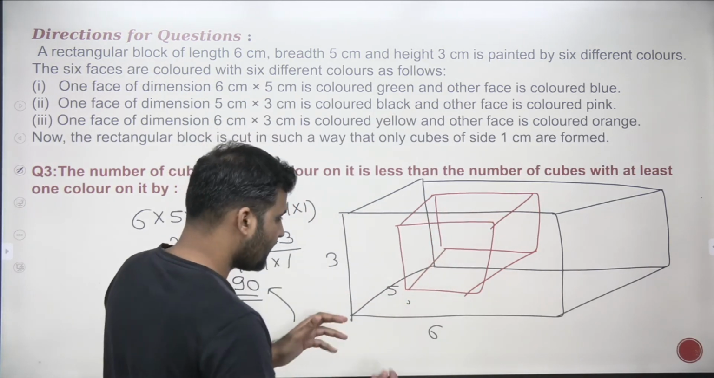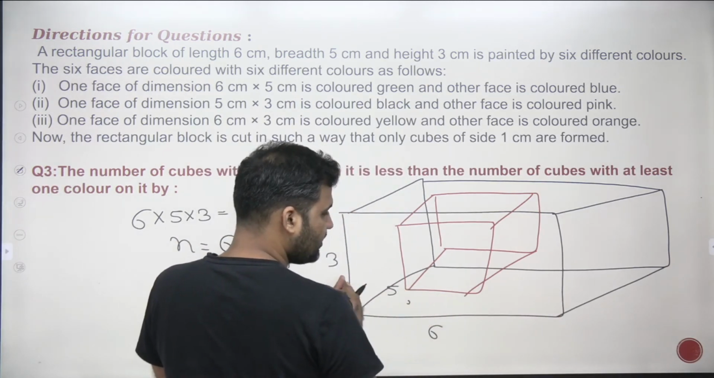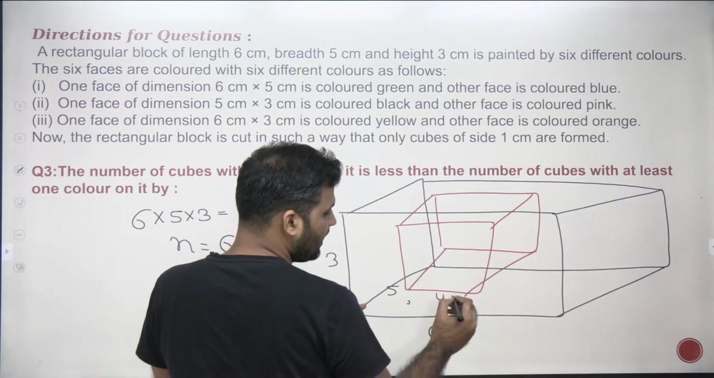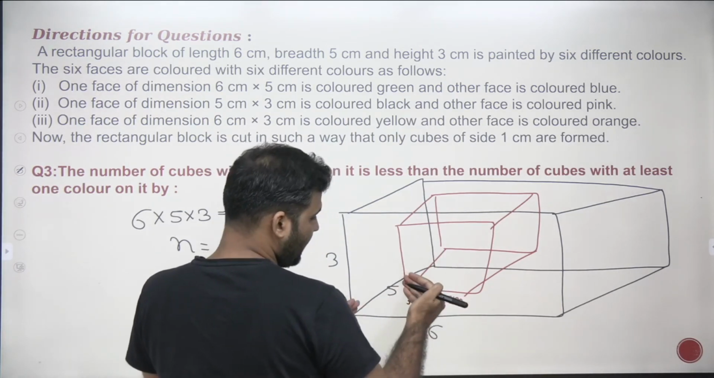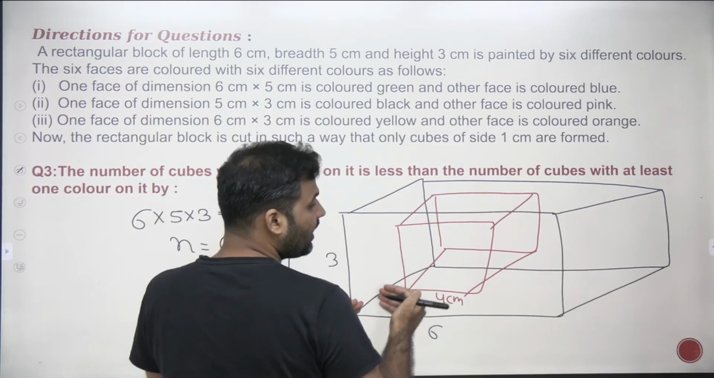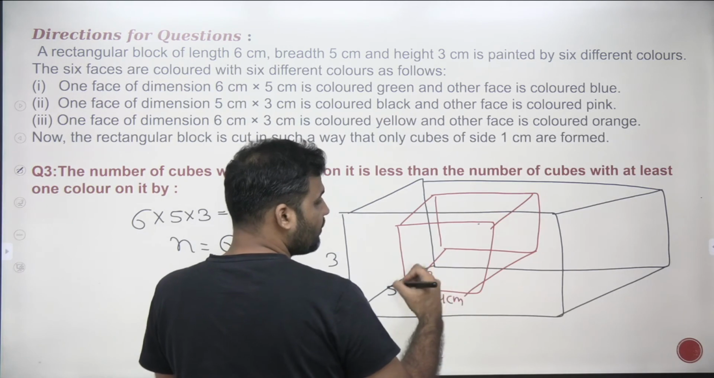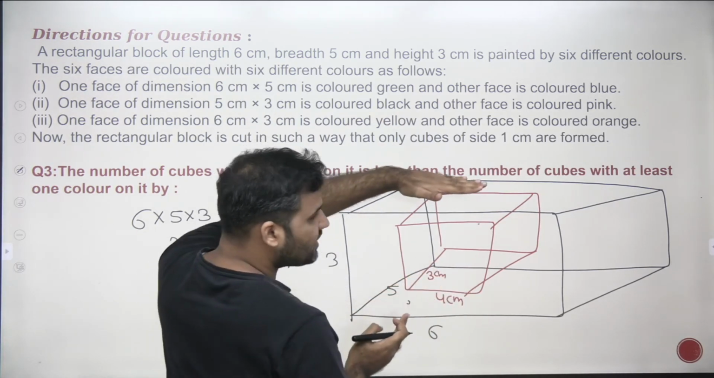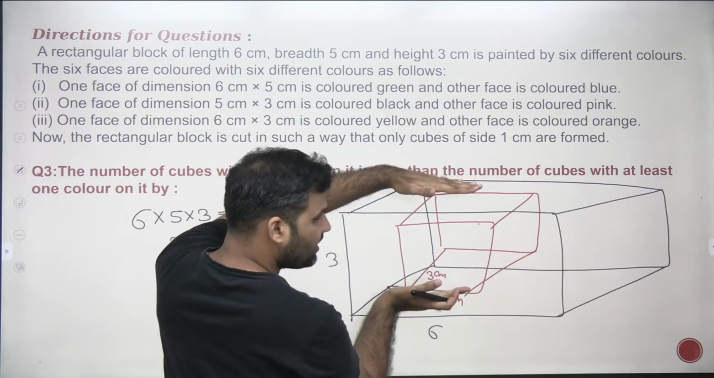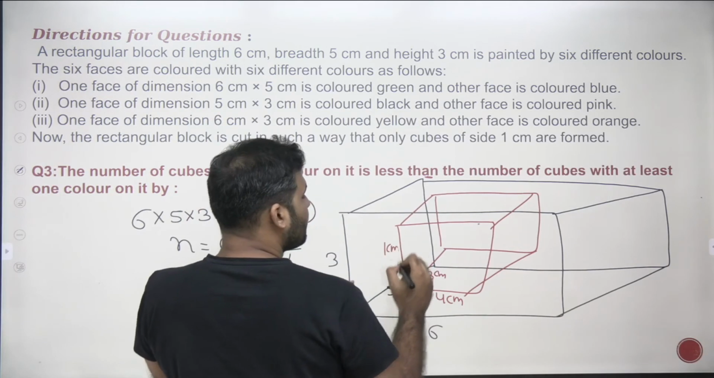For example, this length is 6. I cut 1 centimeter from here and 1 centimeter from here. So I'll be left with a length of 4 centimeter. This width is 5 centimeter. I cut 1 centimeter from this side and 1 centimeter from the other side. You will be left with a width of 3 centimeter. The height is 3 centimeter. 1 centimeter is cut from the upper part, 1 centimeter is cut from the lower part. You will be left with a height of 1 centimeter.